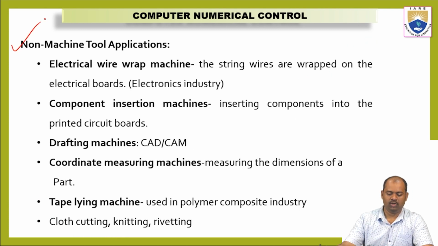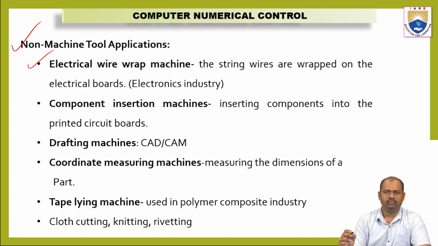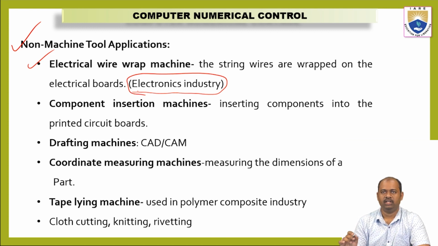Non-machine tool applications. So what do non-machine tool applications mean? First one is the electrical wire wrap machine. Here the string wires are wrapped on the electrical boards. When we see copper windings in electrical motors, that is when electrical wire wrap machines can be used. They can automatically wrap the wire in such a manner that they form a stator coil. These are mostly used in the electronics industry, where wrapping is very important.